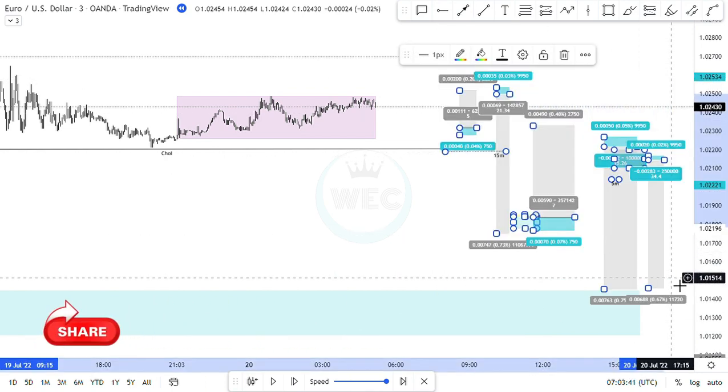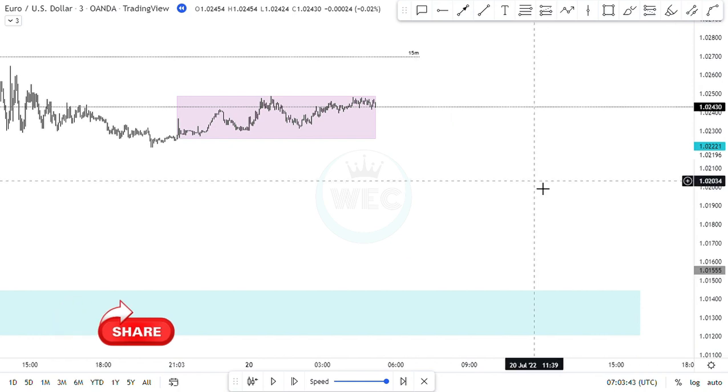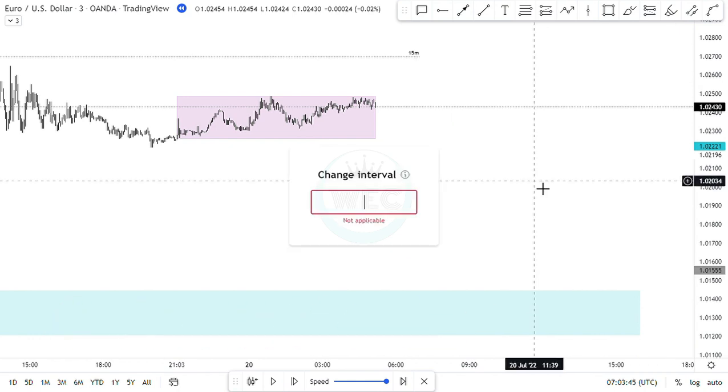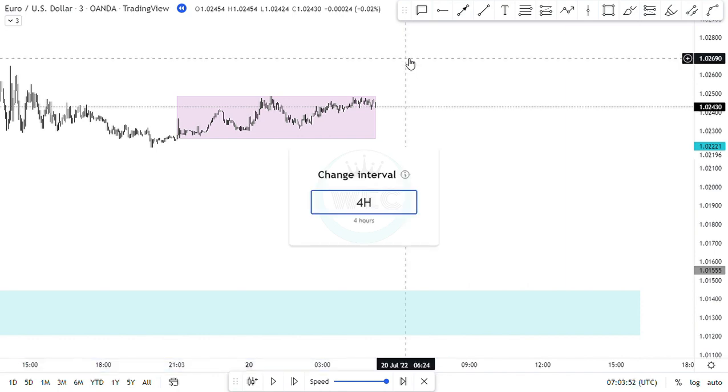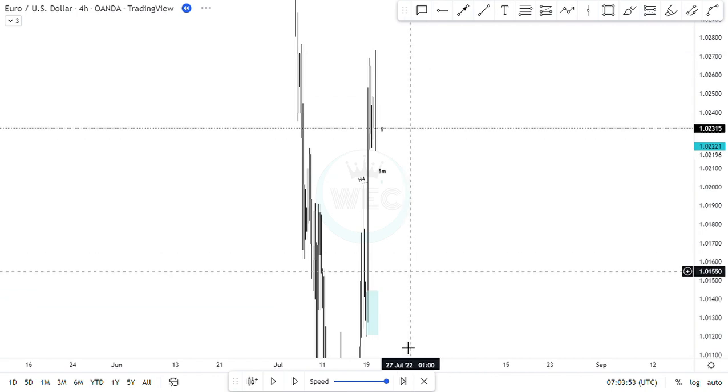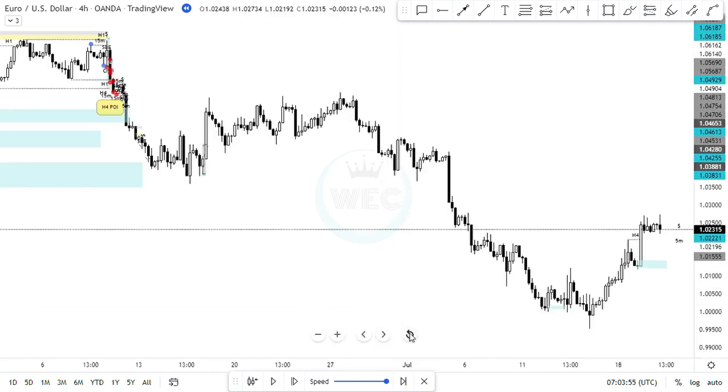Okay, so real quick, like I said, I'll be starting from the higher time frame, and mostly my intraday higher time frame is the H4, right? And I'm going to start from that. So let us start from the H4 time frame.